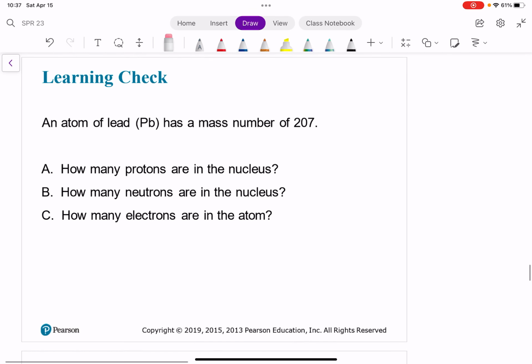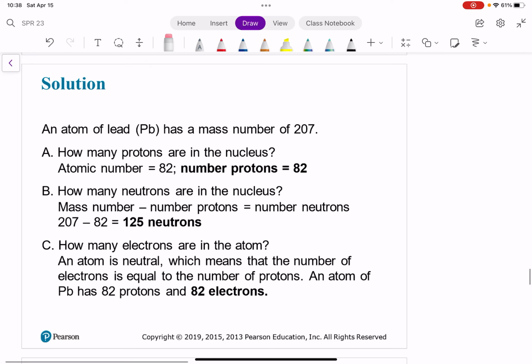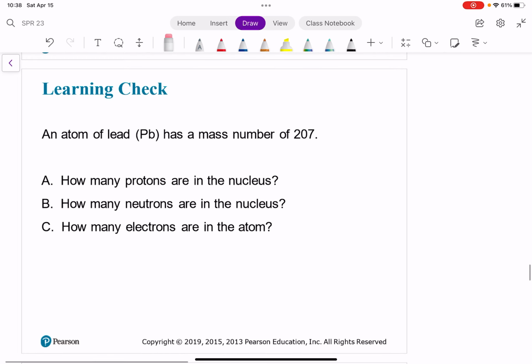All right, so try this out on your own and then let's come back and check it out. All right, so an atom of lead has a mass number of 207. I actually just want to do it up here. So the mass number is 207, and then we have lead.